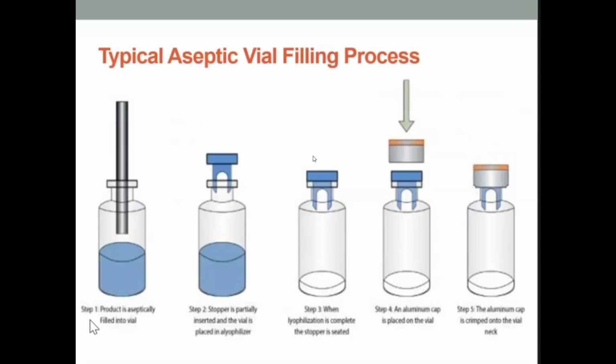This is a typical aseptic vial filling process. Step 1, your product is aseptically filled into your vial. Step 2, the stopper is partially inserted and the vial is placed in a lyophilizer. Step 3, when that is complete, the stopper is sealed. An aluminium cap is then placed on your vial and crimped onto the neck of the bottle.